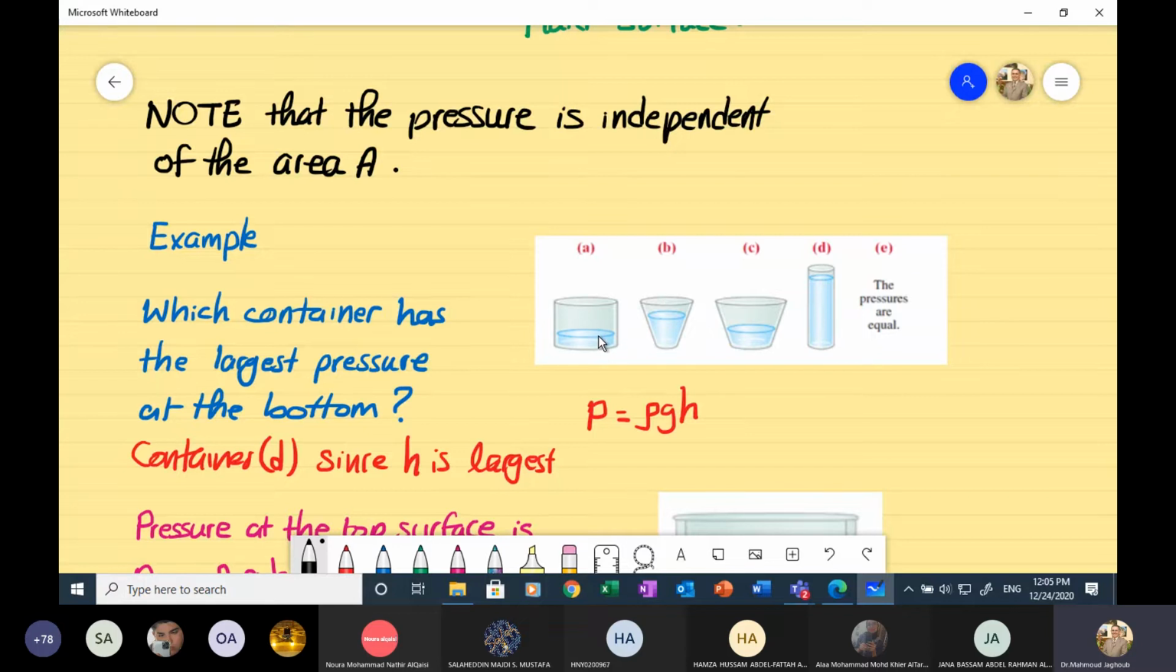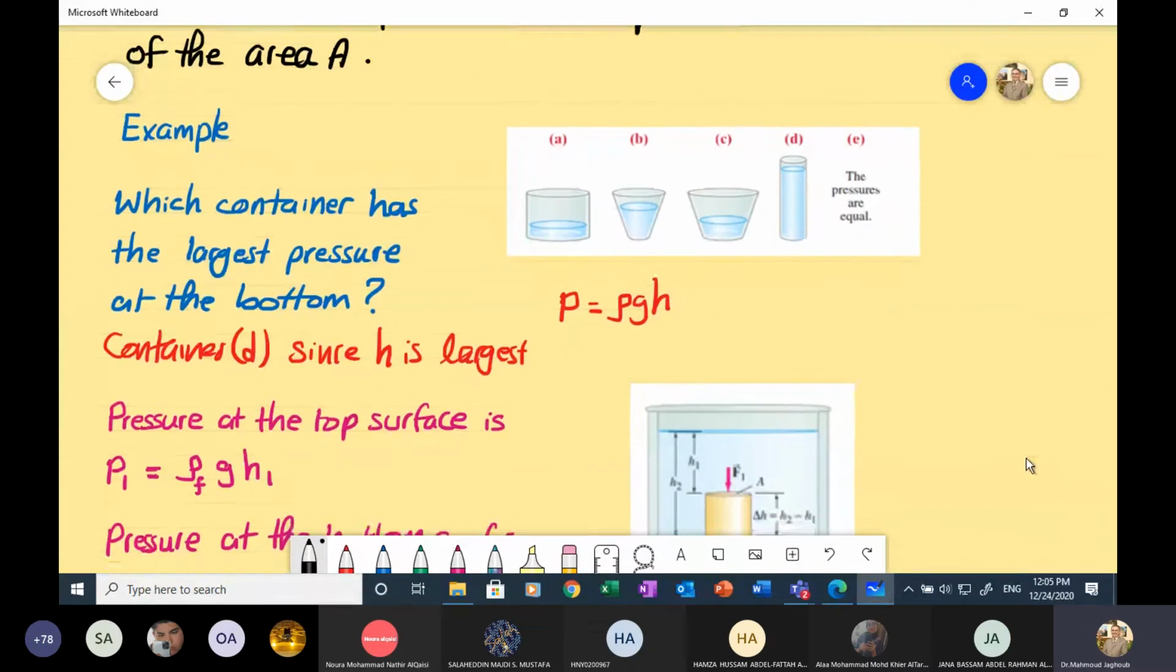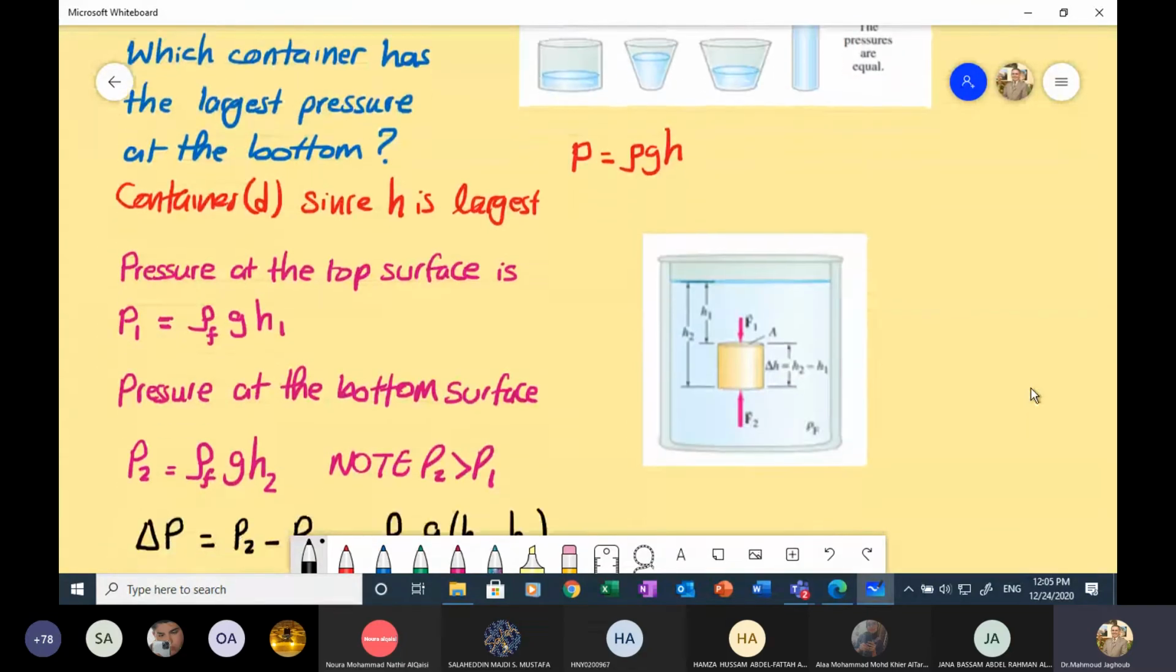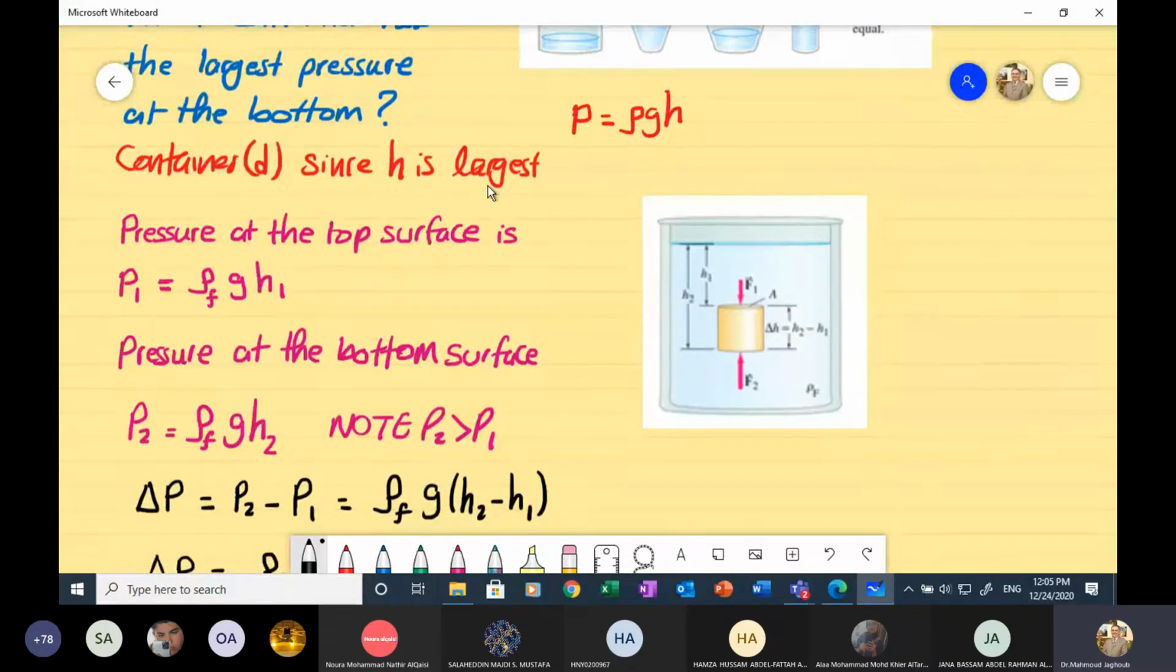Why? We only care about the height of the liquid. That's what we care about. So the answer is D since H is largest.